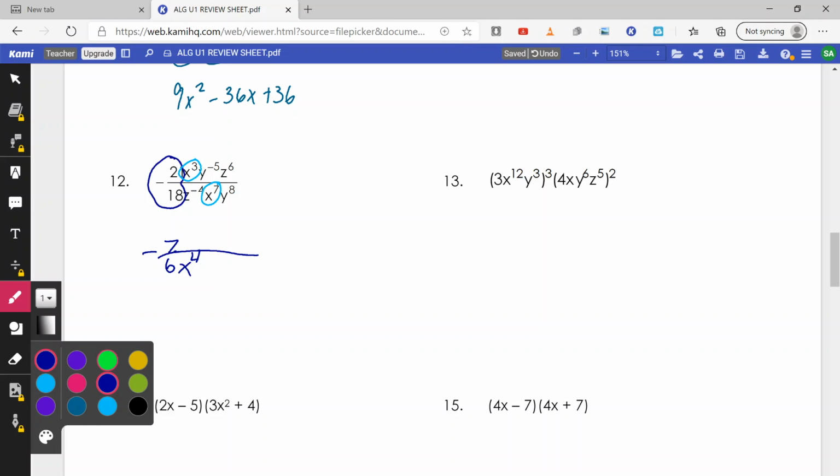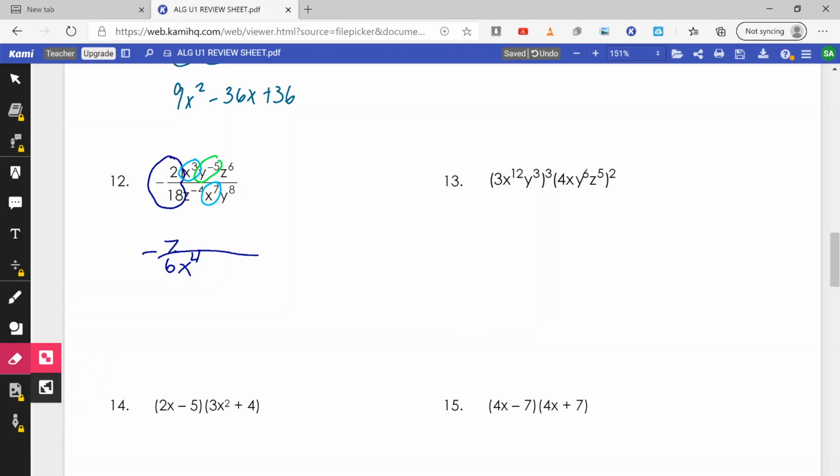Next up, I look for y's. I see I have y to the negative 5th, actually, I had it wrong. I have y to the negative 5, and I have y to the 8th. I ask myself, where is the larger exponent? The larger exponent is on the bottom, therefore y is going to be on the bottom as well. Find the difference between 8 and negative 5. So 8 minus negative 5, I end up with 13.